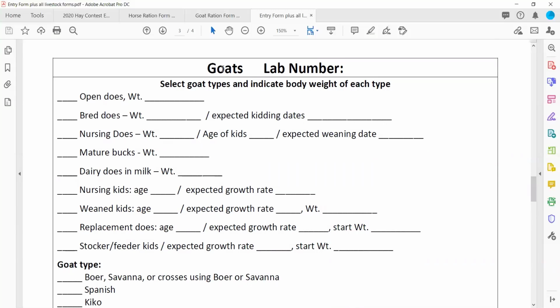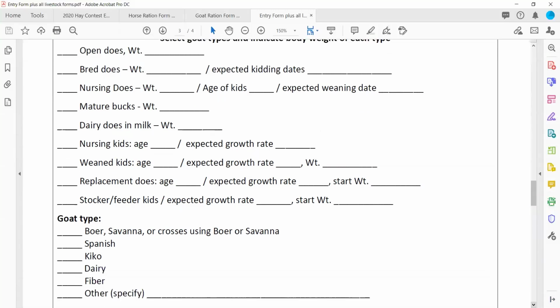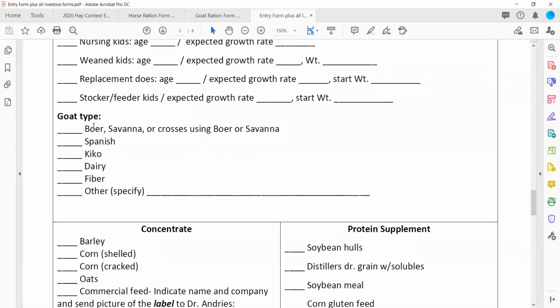And the same thing applies. If you were going to request a ration for goats for the sample you're taking, the very first thing you do is write that lab number in the upper right of that form, and then select the type of animal it is, the weight, where they're growing, and the expected rate of gain. I believe you've always had this option, but we want you to select the type of goat, and we've added some new choices for this year. Dr. Andrews needs this in order to use the ration balancing program he uses correctly.